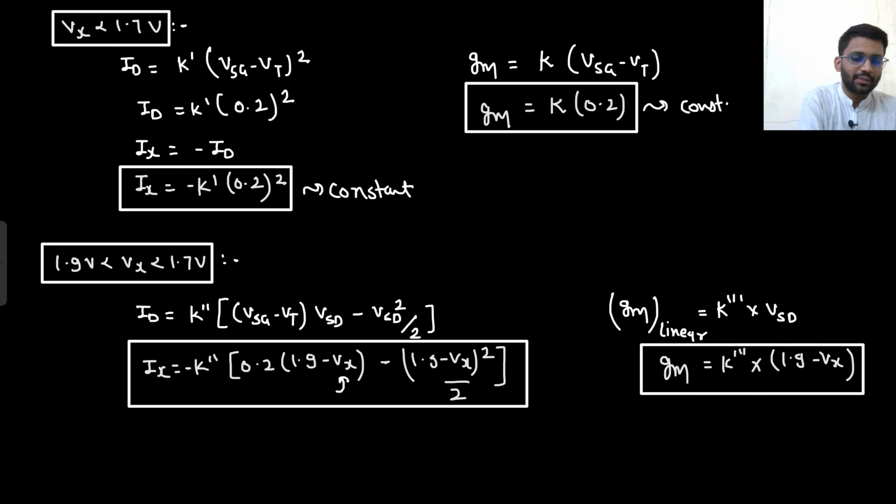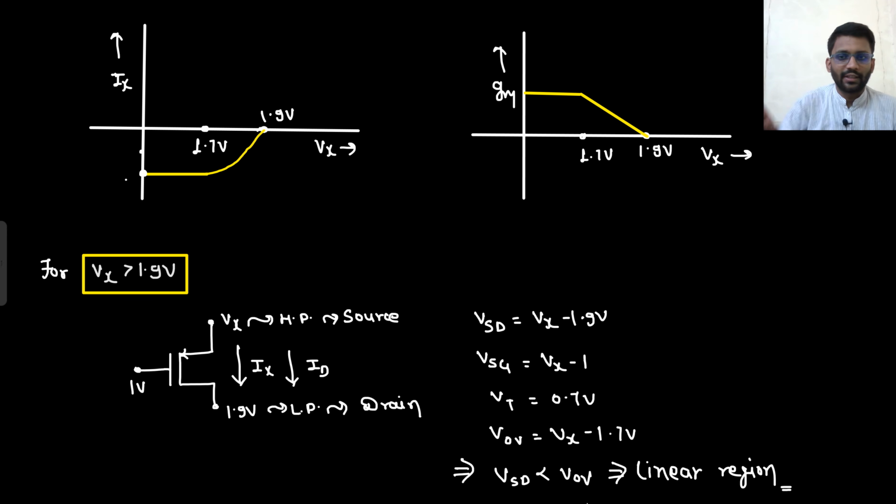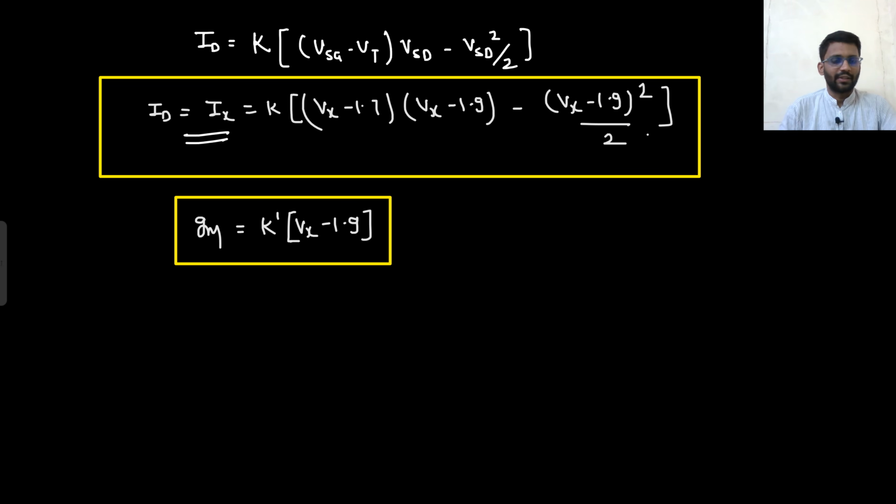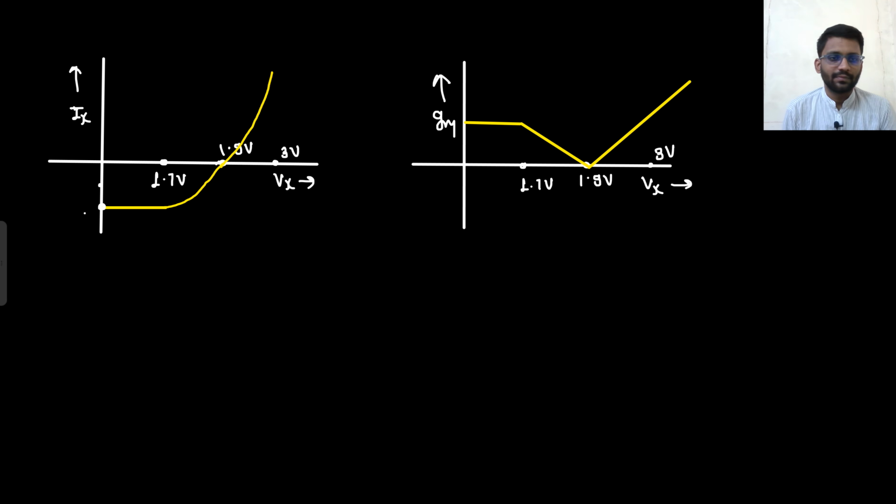Then we could write down the expression. Ix expression we could write down, GM expression we could write down. And similarly for linear region as well. Then we could draw the graph. For Vx greater than 1.9 volt, it is working in the Vx will be source and 1.9 will be drain. And it is working in linear region. So for linear region, we could write down the expression of Ix as well. And then we could write down the expression of GM as well. And then we could draw the graph.